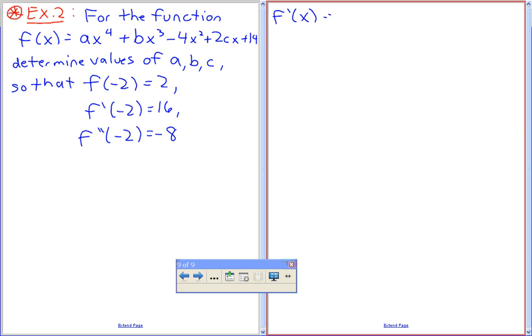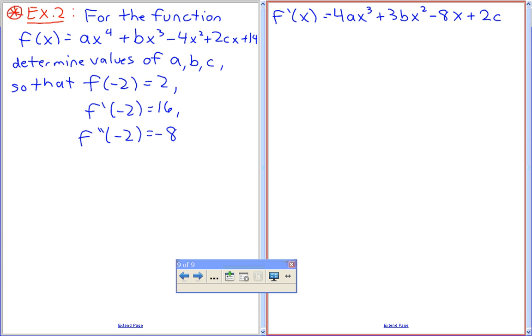Who are we up to, by the way? I'll volunteer. Can you find f prime of x for me, please? That's going to be 4ax cubed. Yes, it is. And it's also going to be 3bx squared, minus 8x, plus 2c. Plus 14? No, never mind, I take that away. Cool. Isn't this wicked awesome? I love it.